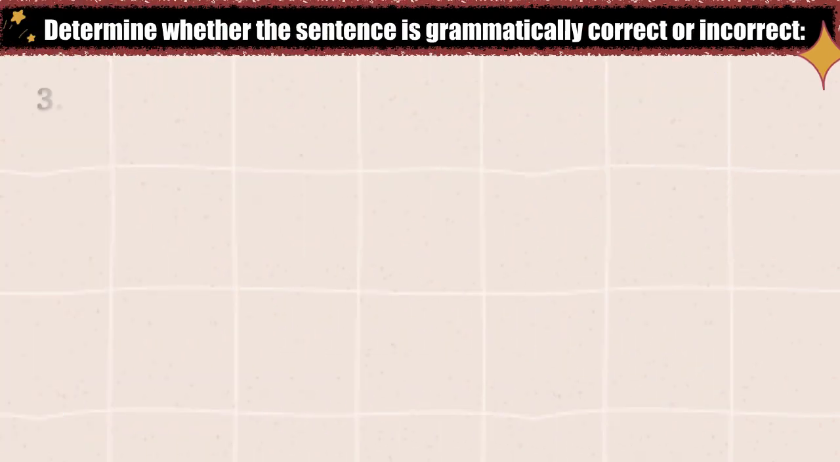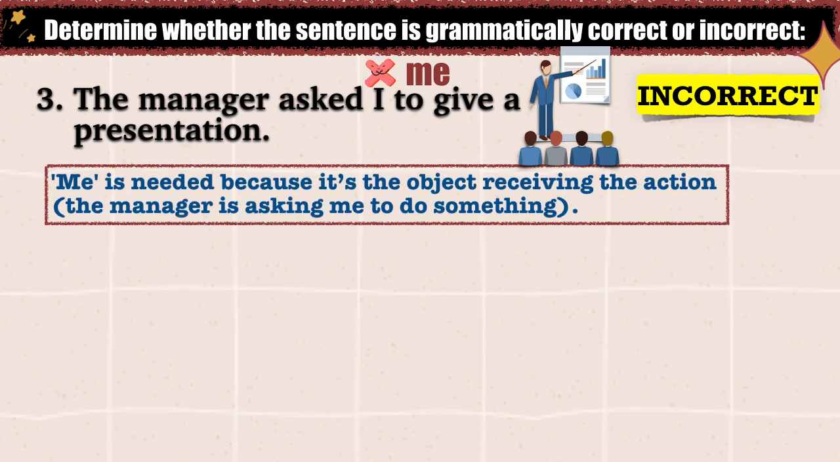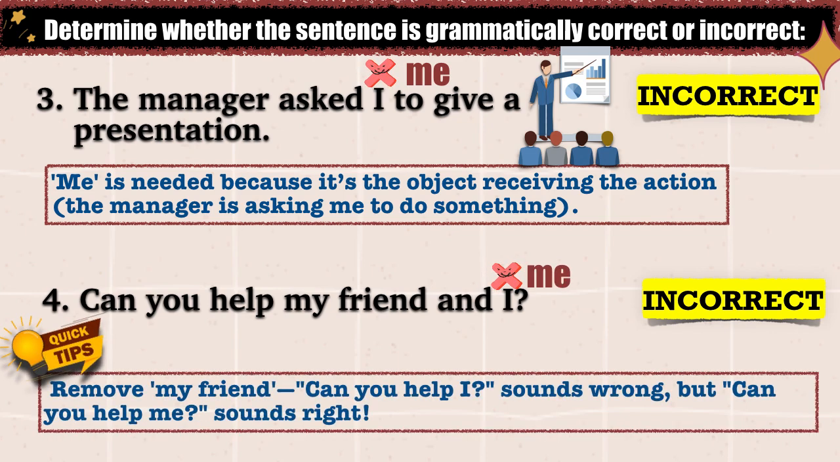Let's move on to the third sentence. The manager asked I to give a presentation. Incorrect. Corrected sentence. The manager asked me to give a presentation. Me is needed because it's the object receiving the action. The manager is asking me to do something. Let's move on to the next one. Can you help my friend and I? Incorrect. Corrected sentence. Can you help my friend and me? A quick trick. Remove my friend. Can you help I? Sounds wrong. But can you help me?